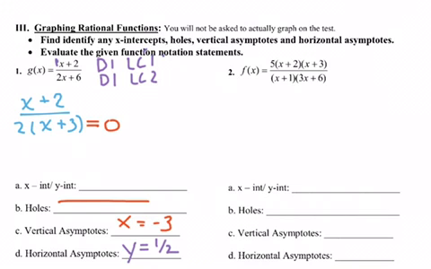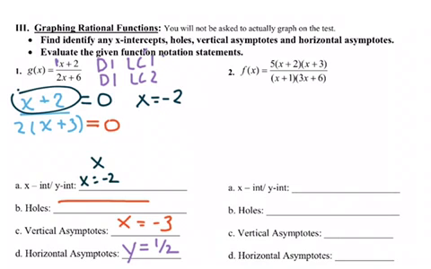Now we're down to the x and y intercepts. The x-intercepts occur when y equals 0. The y-intercepts occur when x equals 0. So let's start with finding our x-intercepts by setting my numerator equal to 0. This occurs when x equals -2. So my x-intercept will be when x equals -2.